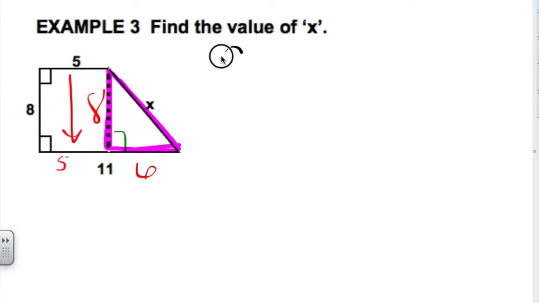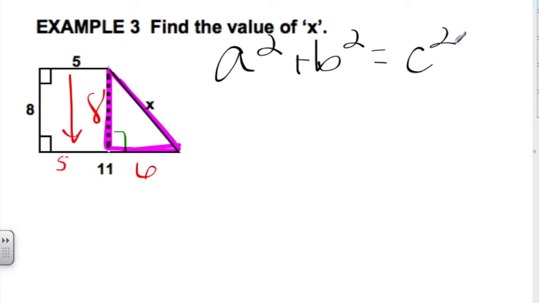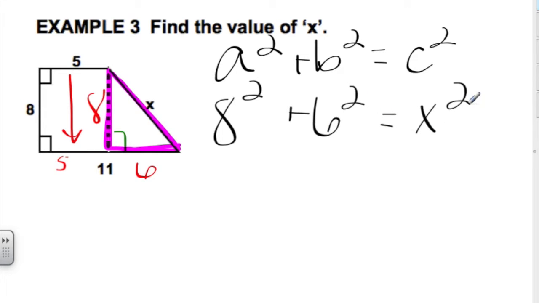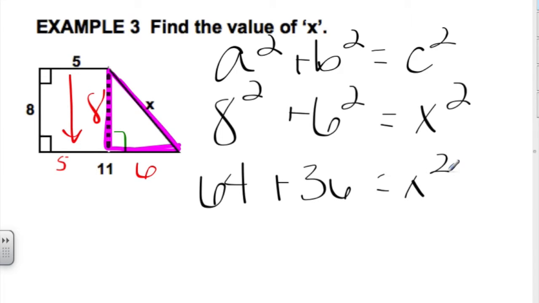So I now have my a squared plus b squared equals c squared, where 8 will be my a, 6 is b, and x is c. 8 squared is 64, 6 squared is 36, x squared just stays x squared. Now 64 plus 36 is 100. Didn't do anything with x squared again.